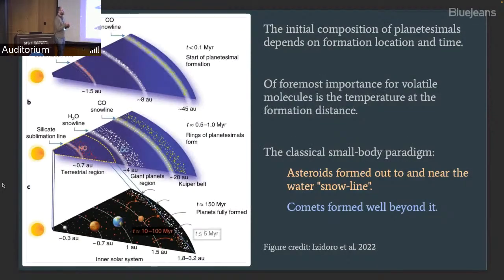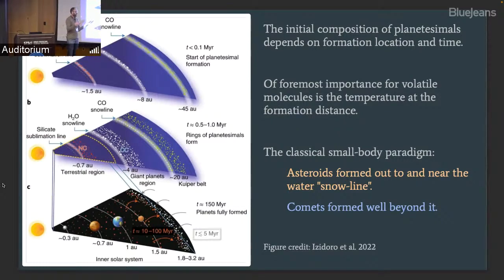their formation. In particular, for volatile molecules, it's the temperature at the formation distance. And as a planetary astronomer, I generally think of volatiles as things like water and more volatile than that. So the classical small body paradigm is that asteroids are those objects that formed in the inner solar system up to and perhaps just on the other side of the water snow line.